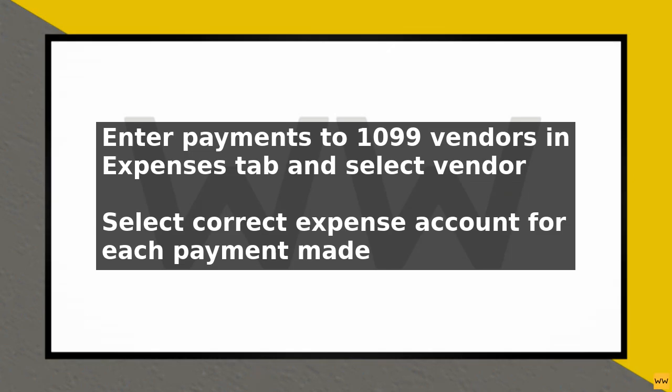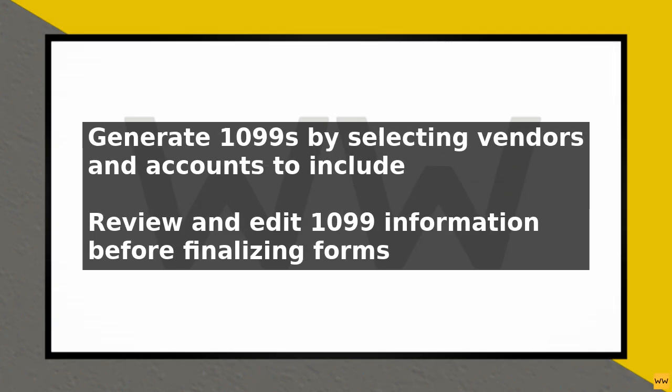After reviewing and verifying the information, click the Create 1099s button to generate the forms. You can then print or e-file the 1099s with the IRS. It is also a good idea to provide a copy to each vendor, which can be done by clicking the email button next to each vendor.